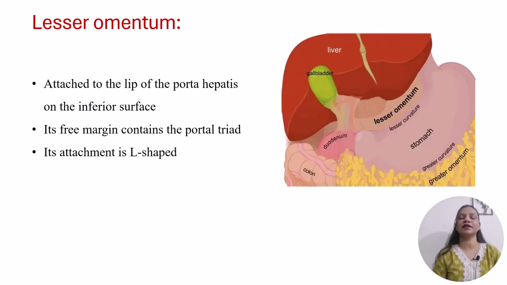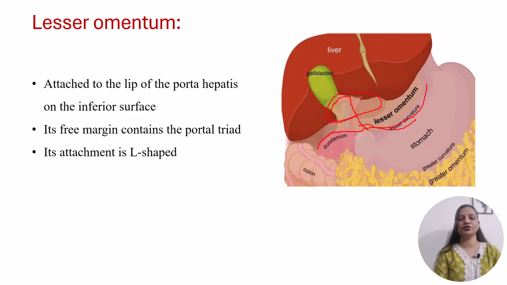And the last one is the lesser omentum. The lesser omentum is actually a double layer of peritoneum that extends from the lesser curvature of the stomach and proximal duodenum to the inferior surface of the liver. As you can appreciate here in this picture, this is the lesser curvature of the stomach and this is the proximal part of the duodenum. From this portion, this double layer of peritoneum extends and gets attached on the inferior surface of the liver over the porta hepatis.